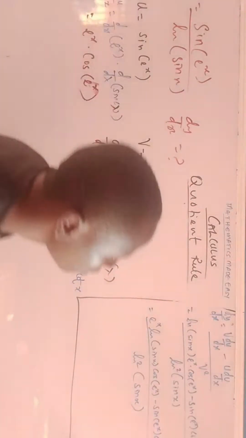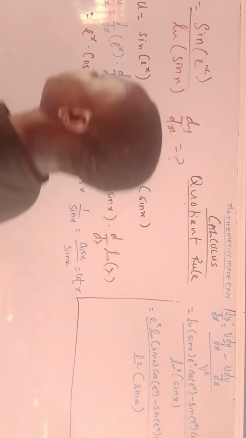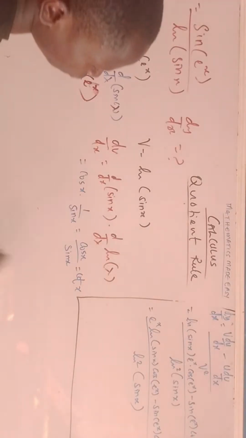Are we together now? Good. So that is the answer to that particular problem. That's how you can differentiate such a function. Are we together? All right now. So let's check another function right here.